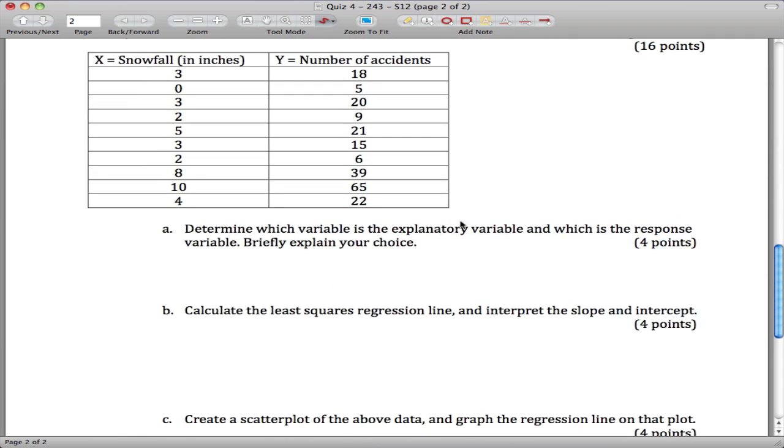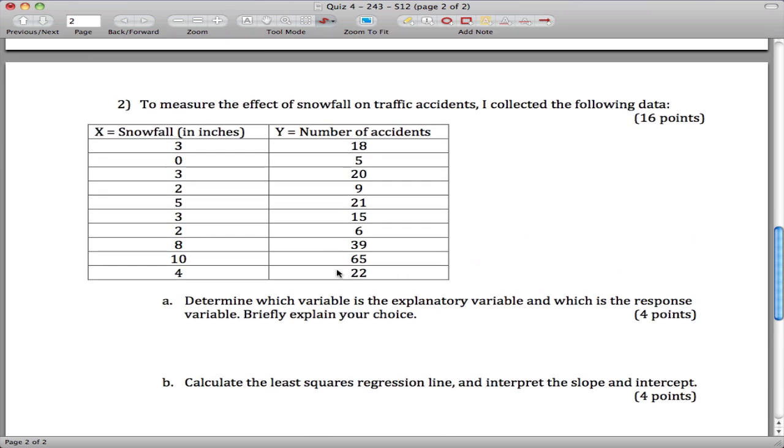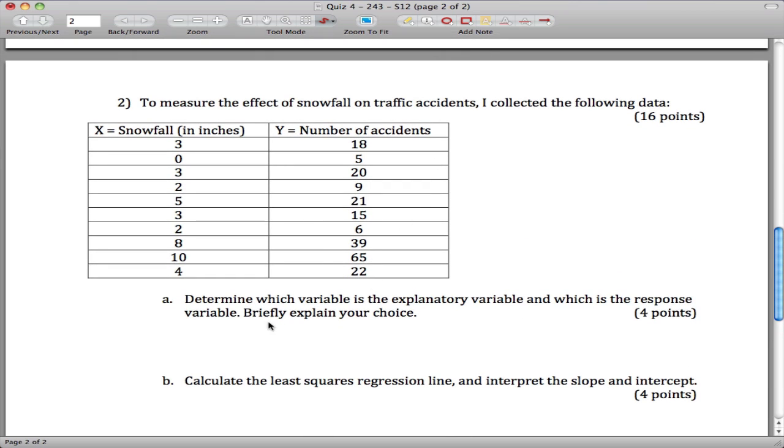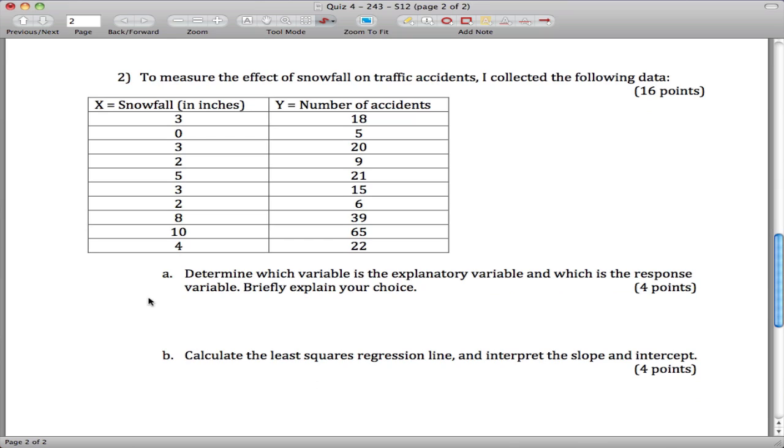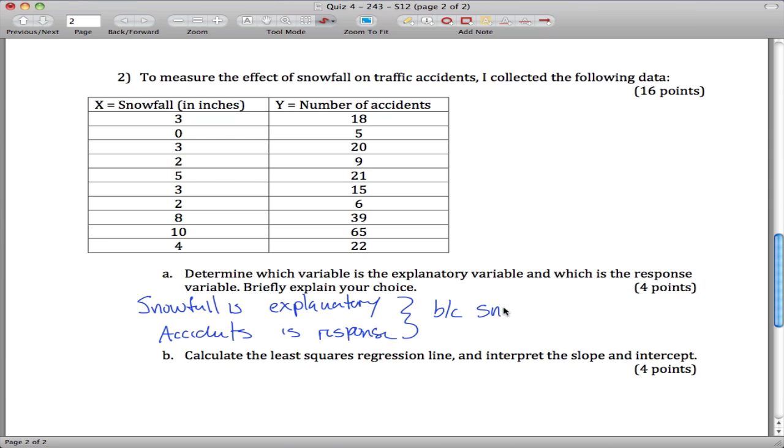The second one, we're given information, snowfall and number of accidents, and we're asked to determine which is the explanatory variable and which is the response variable. Snowfall is explanatory, and accidents is response. That is because snowfall causes accidents, not the other way around. Accidents don't cause snowfall. So this is the cause and the effect.